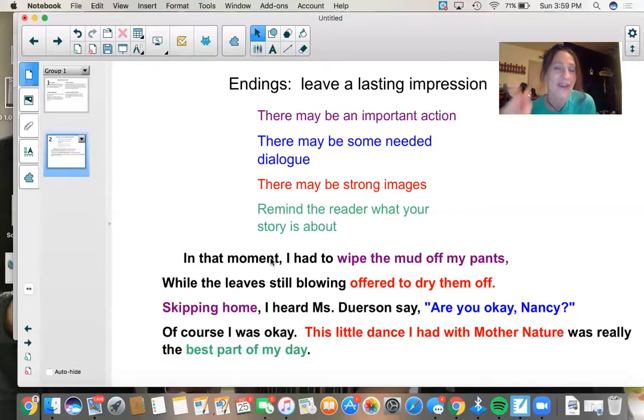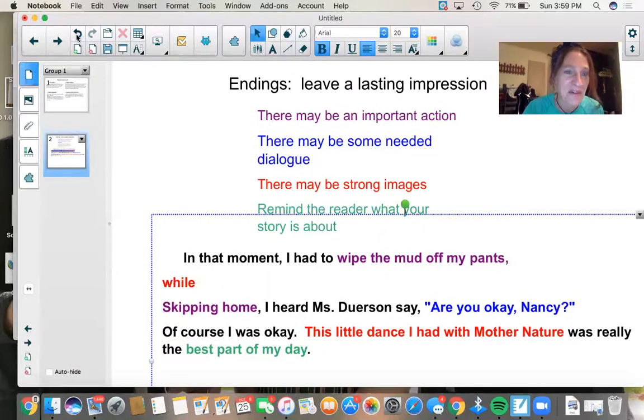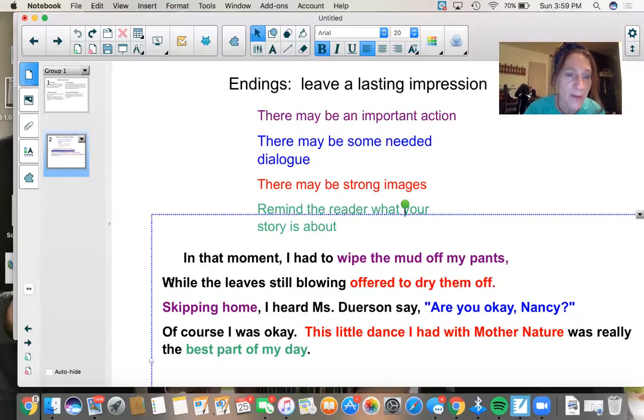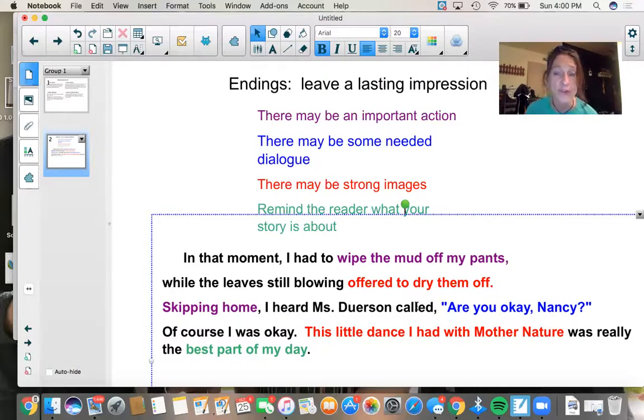Now, interestingly enough, even though I wrote this about 15 minutes ago, I already see something that I want to change. I think that that W needs to be a lowercase. Whoops. I feel like that W needs to be a lowercase. And I feel like instead of saying "Miss Durson say," I want it to be "Miss Durson call." I heard Miss Durson call, "Are you okay, Miss Nancy?" as opposed to she just said. Okay.